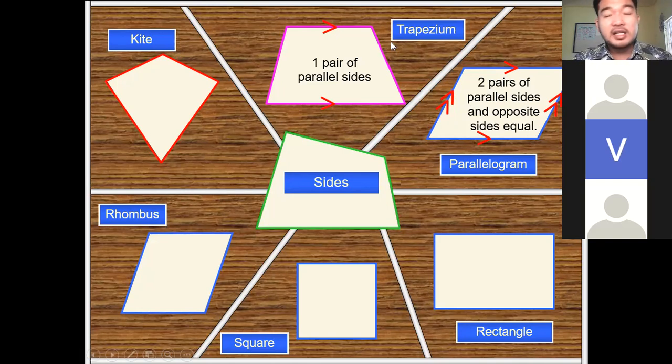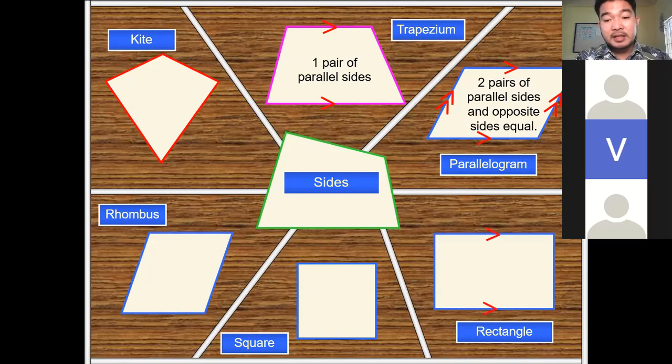A quadrilateral is a trapezium if and only if it has one pair of parallel sides. It is a parallelogram if the quadrilateral has two pairs of parallel sides. So that's the difference. Trapezium, isang pares lang ng parallel side, while parallelogram, there are two pairs of parallel and opposite sides are congruent.